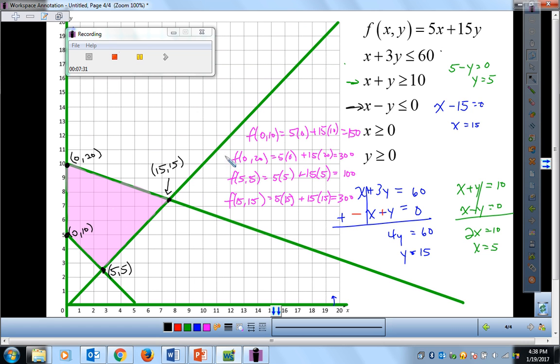So after we see all that, we can see we have two maxes. There is a max of 300 that happens at two places, at 15 comma 15 and at 0, 20, and a minimum of 100 that takes place at 5 comma 5. And that wraps up this.